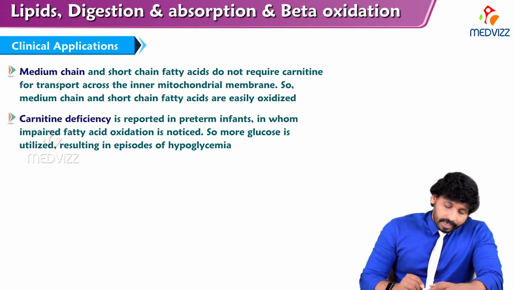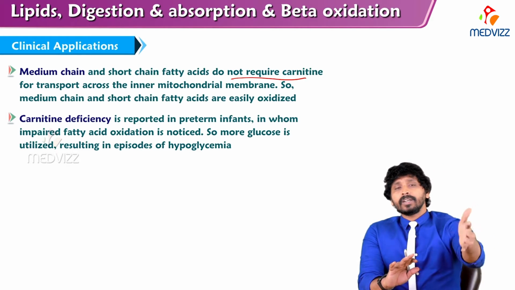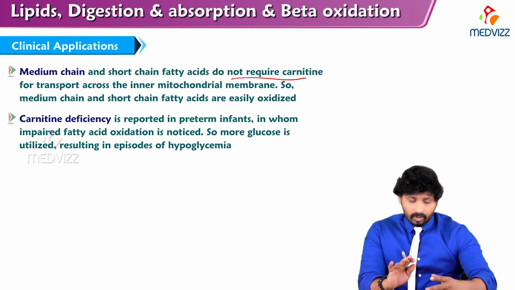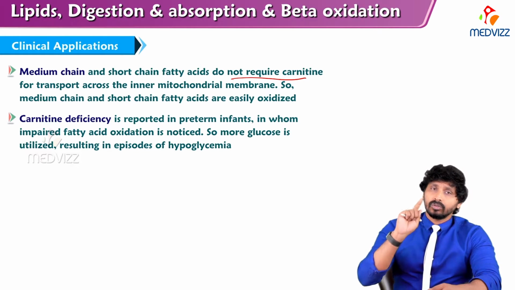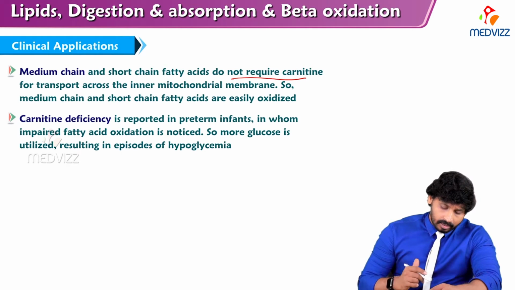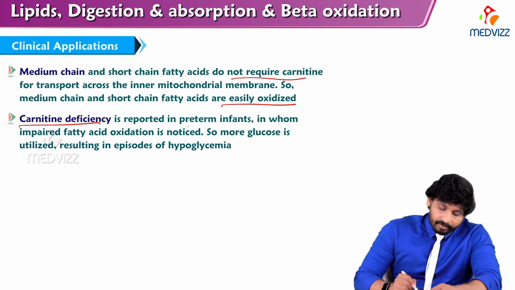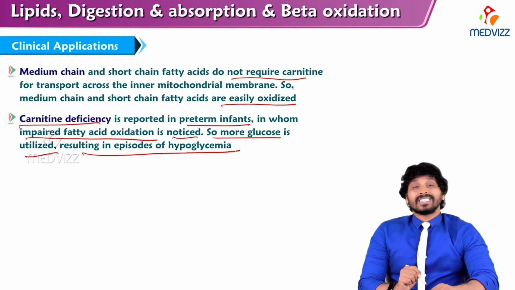Medium chain and short chain fatty acids do not require the carnitine shuttle. As I mentioned earlier, they can easily be transported across the mitochondrial membrane, but not the long chain fatty acids. So this carnitine shuttle is mainly required for transportation of long chain fatty acids into the mitochondria. Medium chain fatty acids are easily oxidized. Carnitine deficiency is reported in preterm infants in whom impaired fatty acid oxidation is noticed. So more glucose is utilized, resulting in episodes of hypoglycemia.